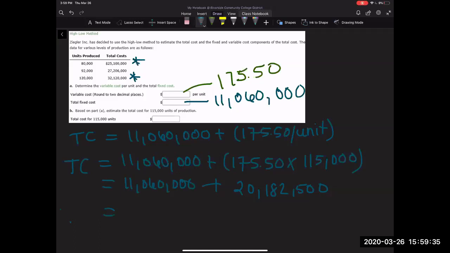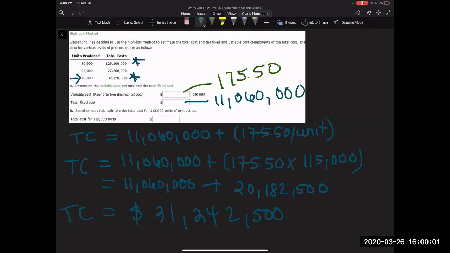Therefore, our total cost of producing 115,000 units is 20,182,500 plus the 11,060,000. Our total cost comes out to 31,242,500. Now, for a second, this is in line with kind of somewhat of here, right?